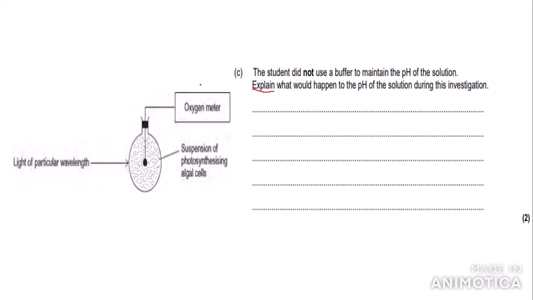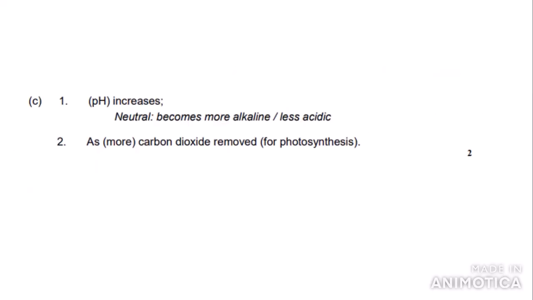So this is what I've written. I've written that the pH would increase as more carbon dioxide is removed for photosynthesis. So more carbon dioxide being removed increases the pH. So let's look at the mark scheme. pH increases, you get that mark.